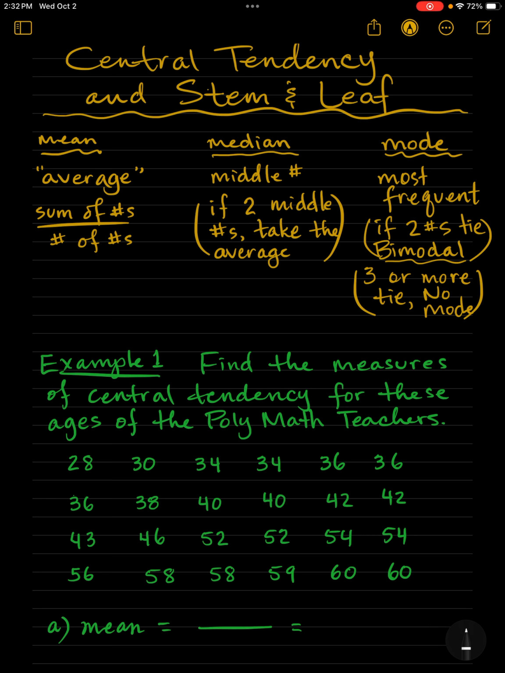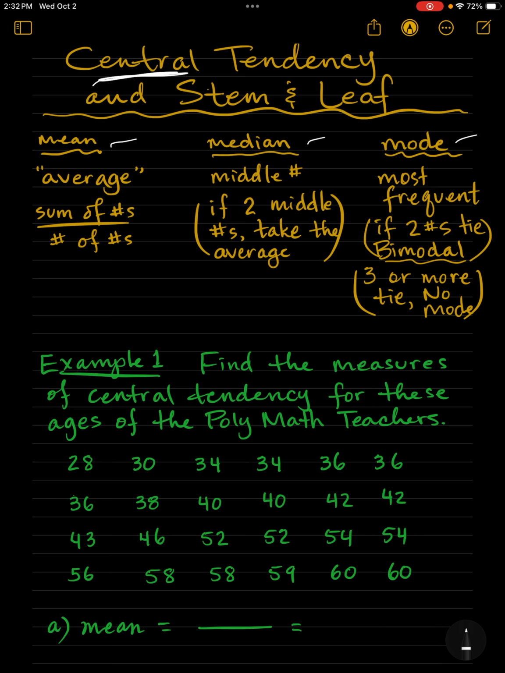okay, let's start with the three different ways to find the center. That's why we say central tendency. That's the mean, median, and mode. The mean is also known as the average. You sum all the numbers and then divide by the number of numbers.